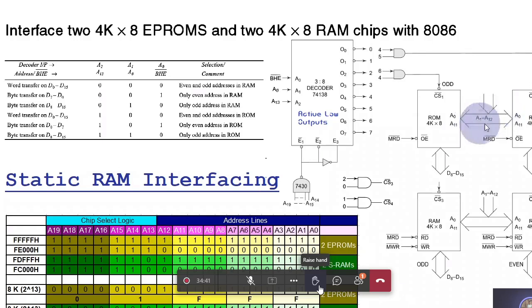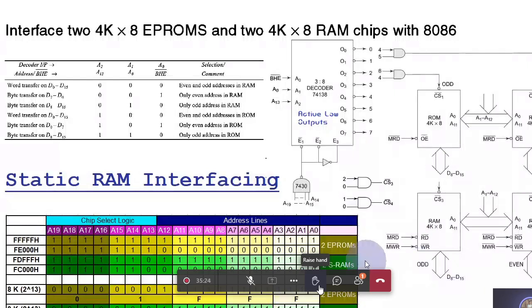We have used A1 to A12 here, and A0 remains, right? After that, A13 to A19 will be used for the chip select signal. So together with A0 and BHE bar, the remaining higher order address lines, in this case A13 to A19, will be used for generating the chip select logic. Let us notice a few important points about that.